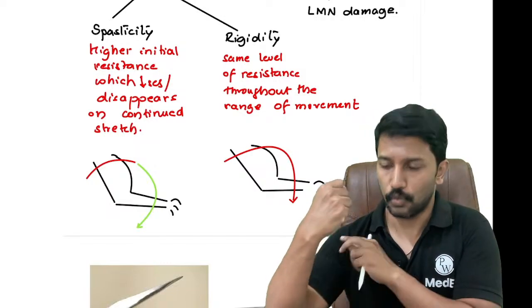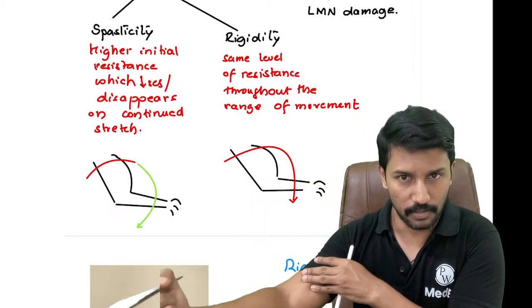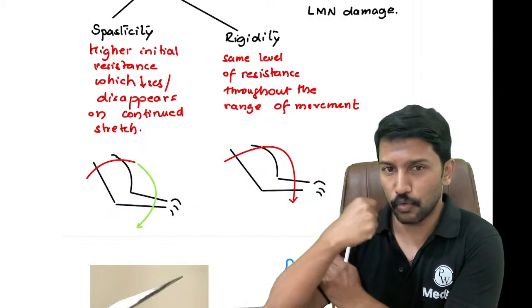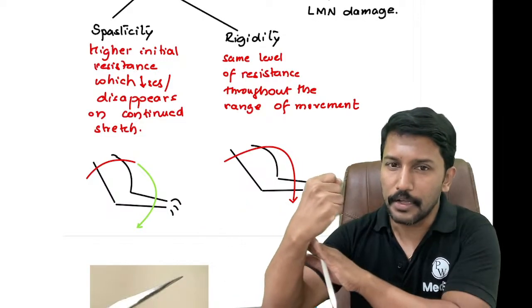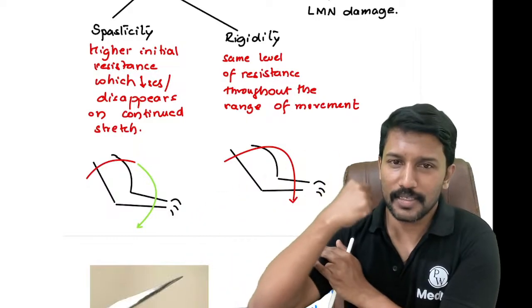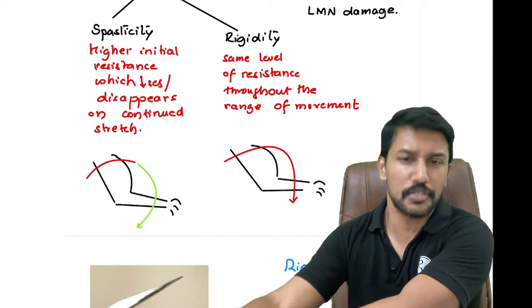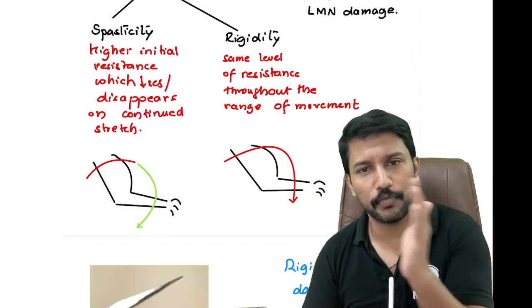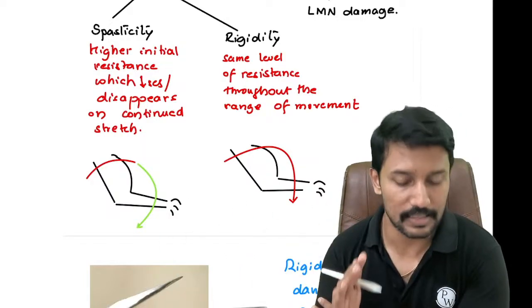When we are assessing the tone, we are basically passively stretching a muscle. We will see whether the resistance offered is the same throughout the range of stretch, or whether it is initially more, and if I continue to stretch, the resistance disappears. If it is the same throughout the range of movement, from here to here, it is offering me the same resistance to stretch, then it is called rigidity. Same level of resistance throughout the range of stretch of a muscle is called rigidity.